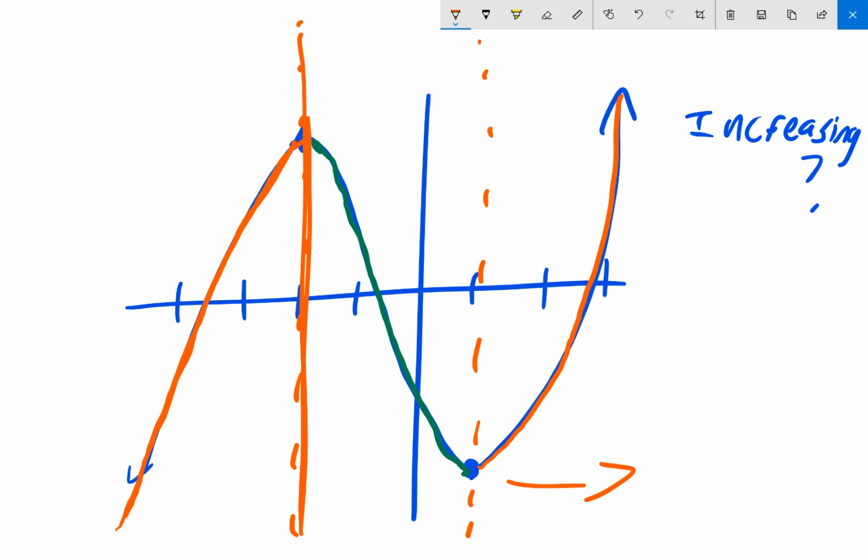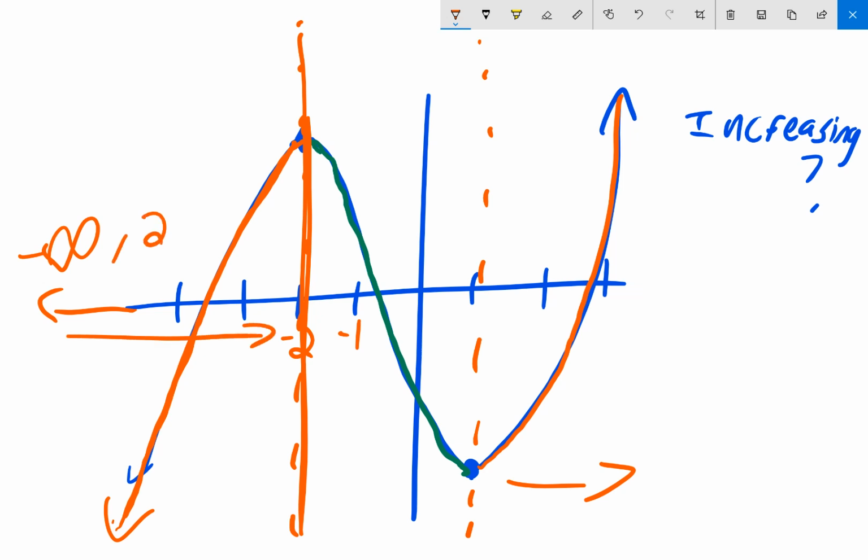So what is that interval? Well, if this goes on forever, then this is going from negative infinity all the way up to, if this is -1, -2. So it's increasing all the way from negative infinity up until it gets to -2. So my interval would be like this, negative infinity all the way to -2. Because once it gets to -2, that's when it starts going down again, right?